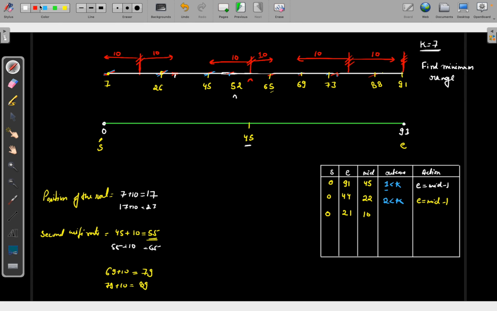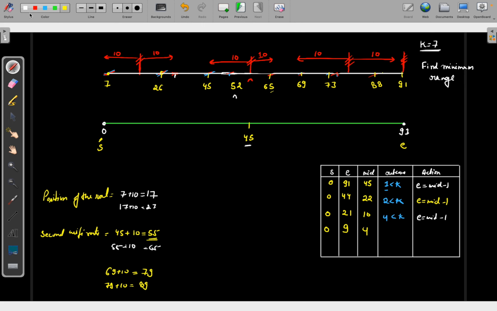So how many Wi-Fi routers are required here? 1, 2, 3, 4. 4 routers are required. Again, less than K, right? Bearable. K is 7. So yes, I can install 4 routers, but I want the minimum range. So again, we will simply decrease our answer. N is equal to mid minus 1. So what will be my answer? It will be 10 minus 1. That means 9. And what will be my mid? It will be 4.